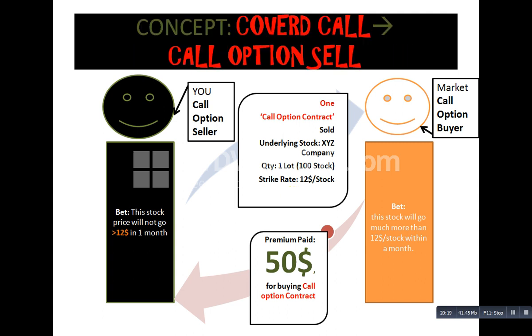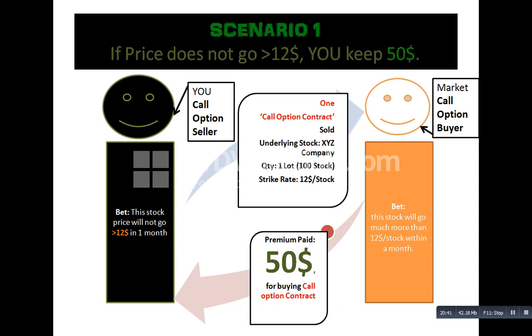Now, let us think through the different scenarios: what can happen if the price goes above $12, what can happen if the price stays below $12 in this 1 month, or the price is just exactly $12. In the next slides, we are going to talk in detail through all those scenarios. So let us look at scenario 1. Scenario 1 is if the price does not go greater than $12 within this 1 month, right?